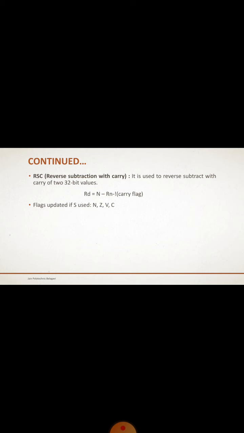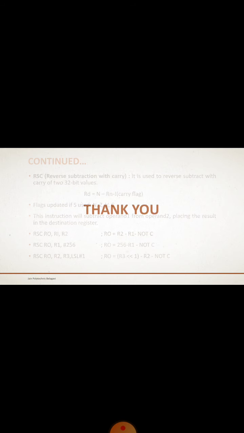Here one thing has to be noted: in normal subtraction, operand 2 is subtracted from operand 1, and operand 1 can be a register or any immediate value. Next, RSC R0, R1, R2. So here R2 minus R1 and not of carry will be subtracted, and this result will be stored into R0. Similarly, RSC R0, R1, #256. So in this 256 minus R1 minus not of C, this result will be moved into R0. Thank you.